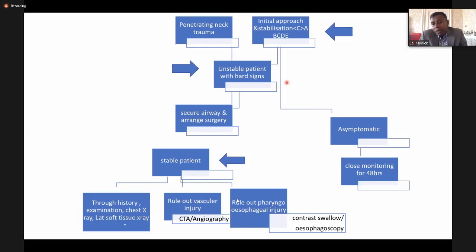There are other groups like asymptomatic patients. Still, you closely observe them for 48 hours, then you could safely discharge them. So that's roughly how you categorize into three different groups: is it an unstable patient, a stable patient, or an asymptomatic patient?